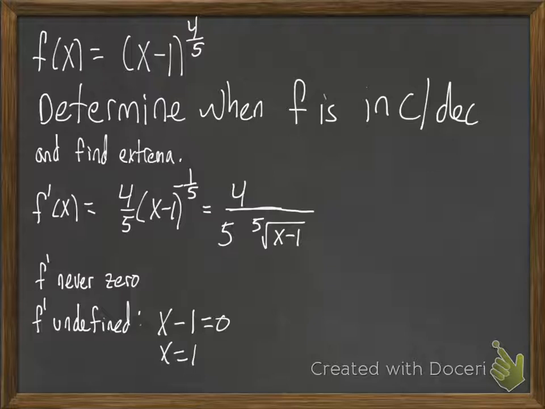We then want to figure out when that derivative is 0 and when it's undefined. Well, when is it 0? It's a fraction, and anytime a fraction is 0, the numerator is 0. That doesn't happen. When is it undefined? It would be undefined at points where the denominator is 0, and that occurs at x = 1. This is a 5th root, so it is defined on both sides of x = 1. So now we found the only value of interest, which is 1.